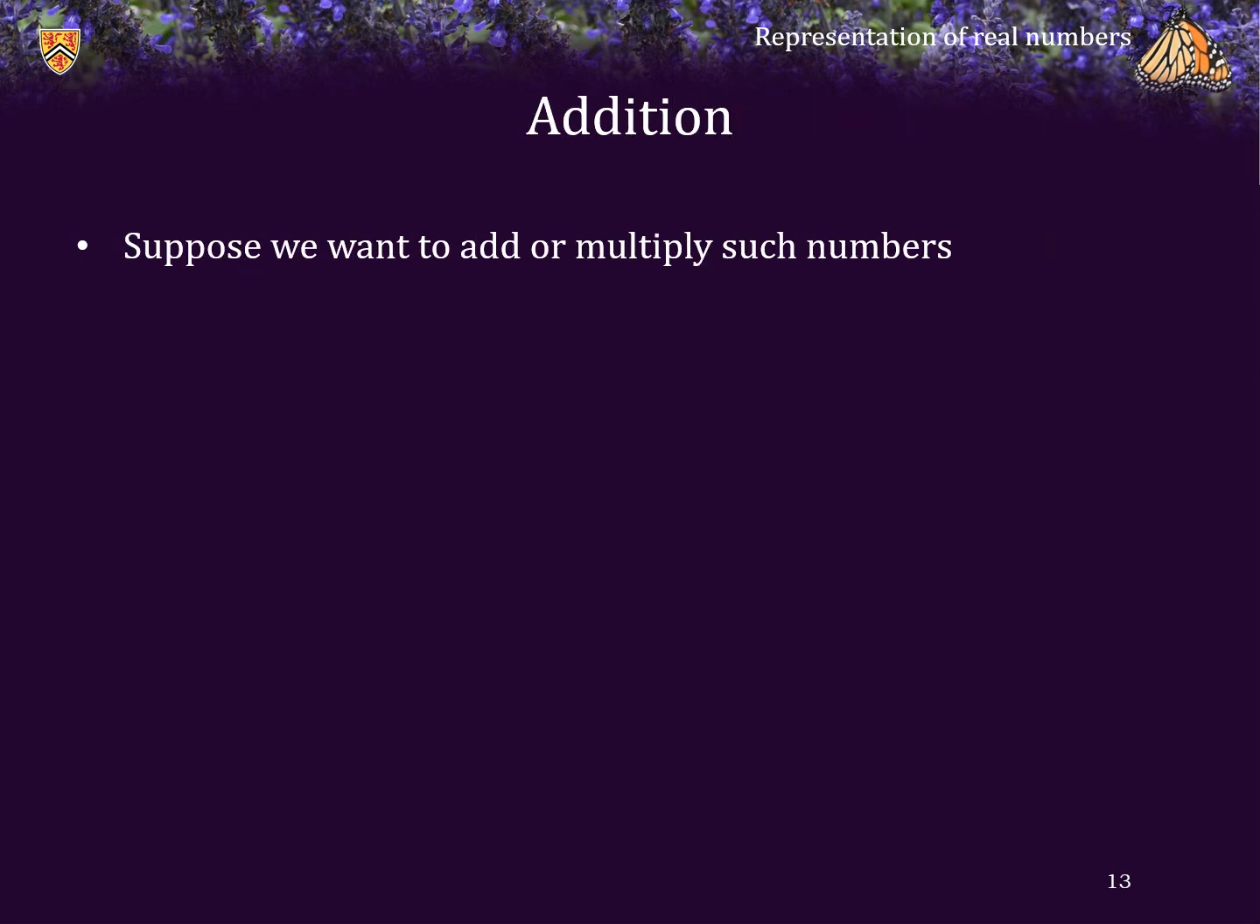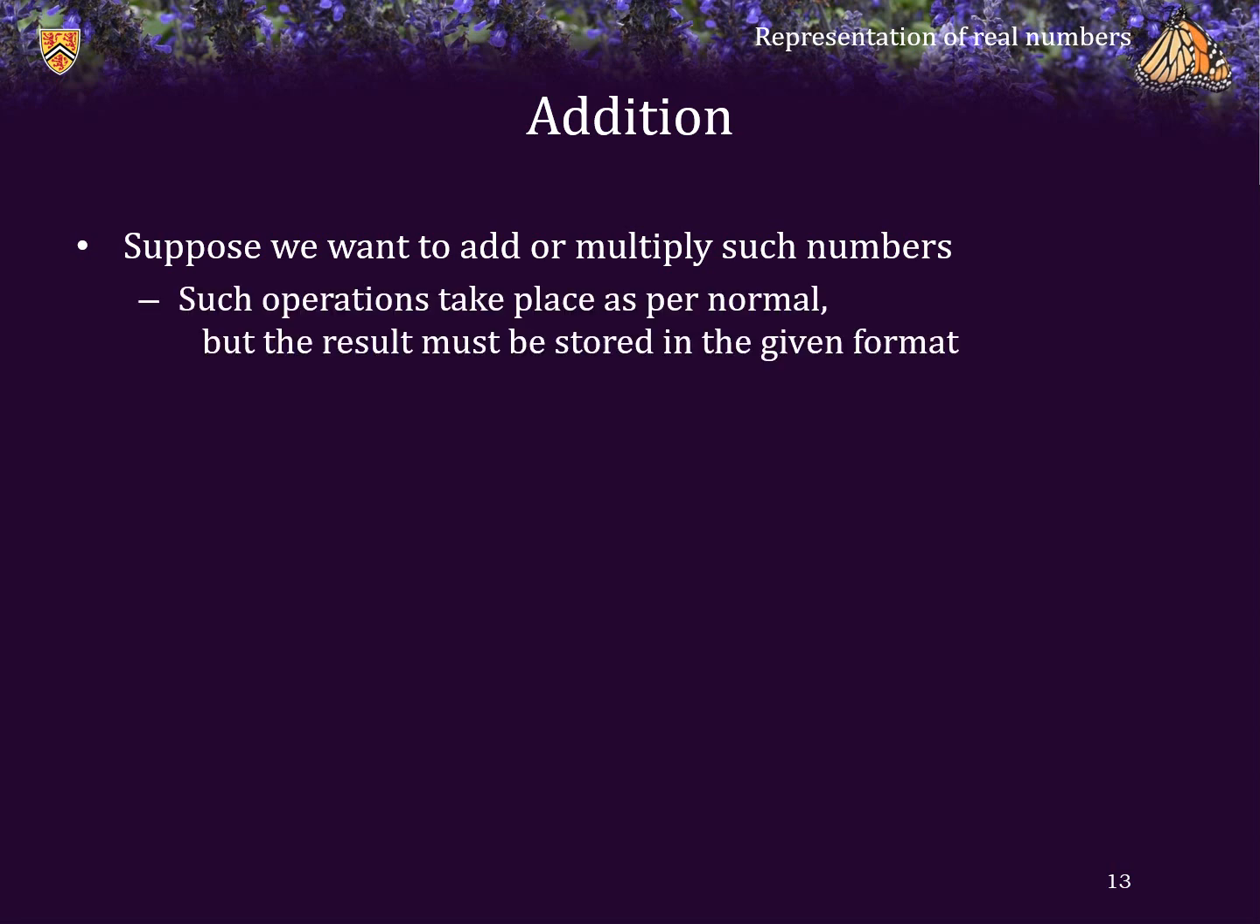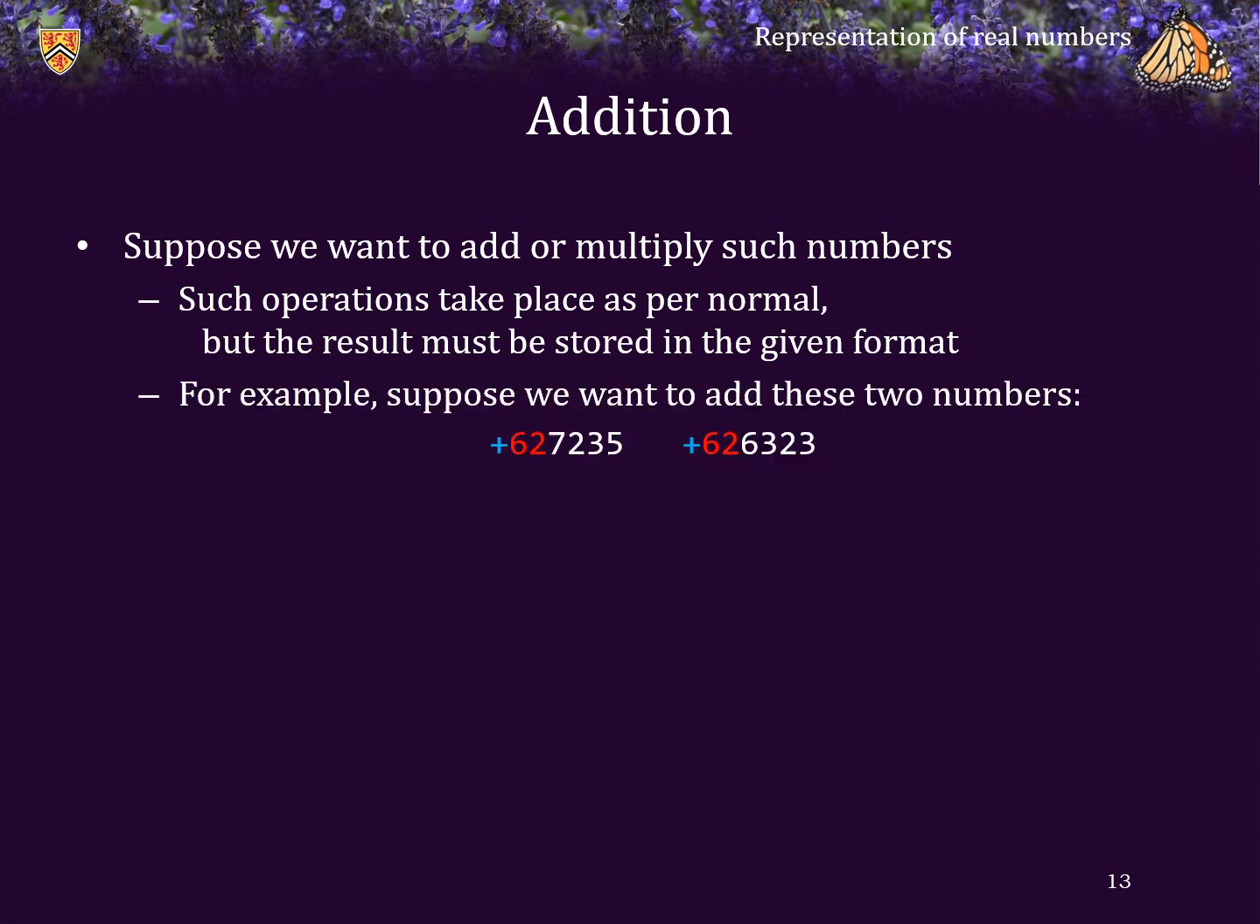Now, suppose that we have this representation, but we want to add or multiply such numbers. That is, we'd like to do some arithmetic. Such operations occur as per normal. The only issue is that the result must ultimately be stored in the same given format. So, for example, let us assume we want to add these two numbers.